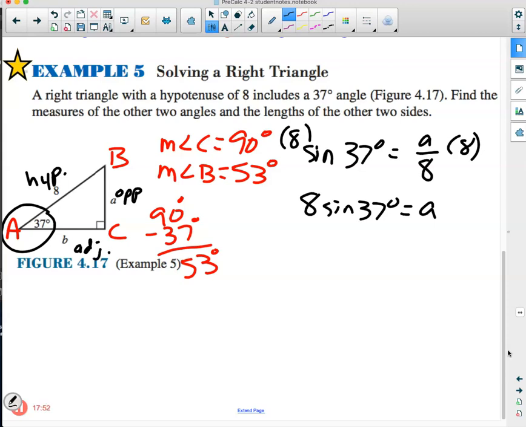I absolutely know the hypotenuse is 8. I absolutely know the measure of angle A is 37 degrees. So I should use adjacent over hypotenuse to find that one, which is cosine. So cosine of 37 degrees equals b over 8. Multiply both sides by 8.